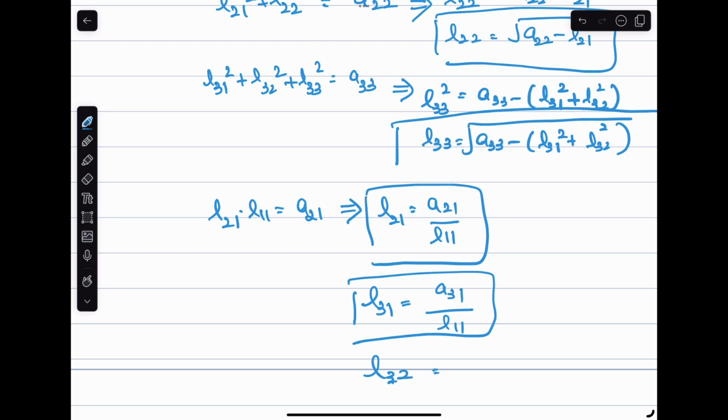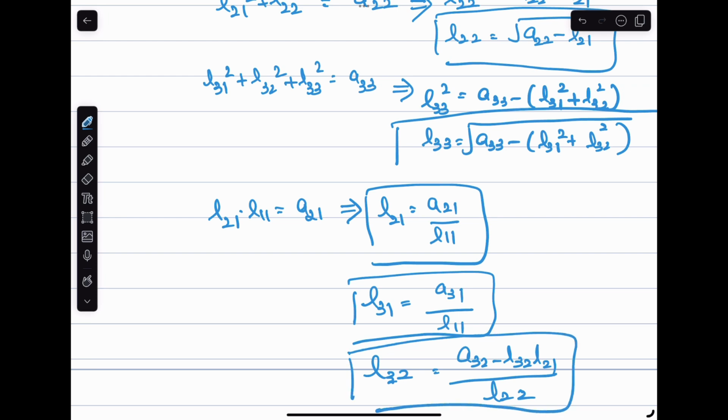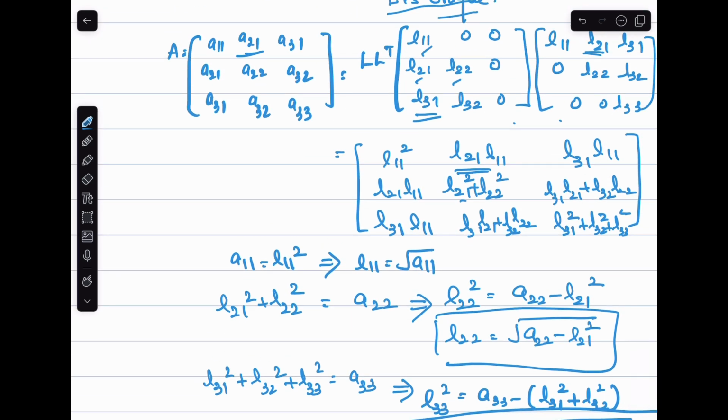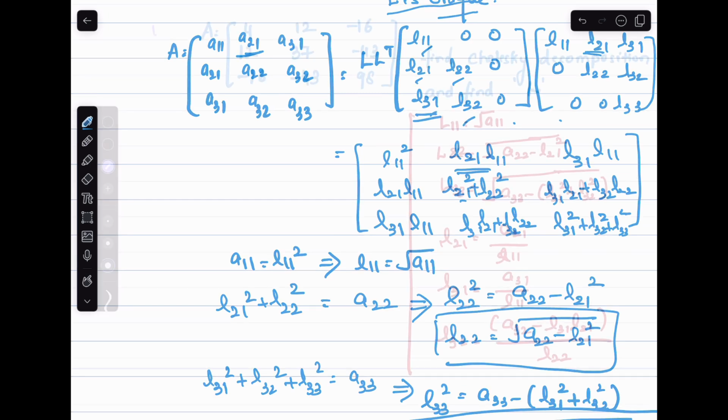A32 minus L31 into L21 divided by L22. Okay, so these are the three formulas that we are going to use for finding the Cholesky decomposition. Let us see one of those problems, and it will be easy to understand.